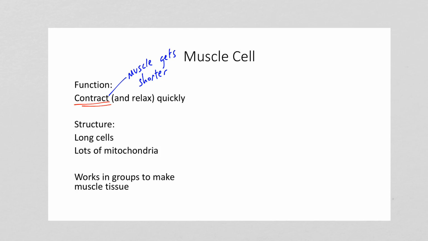Your tricep muscle does the opposite. When that contracts, it pulls the other side of the arm, so pulls it down. But all your muscles do is contract, they shorten, and then they relax. They go back to their normal shape. Don't say that muscles pull or push. Don't say that muscles get longer. All muscles do is contract and then relax. So let's draw a picture of what some of these muscle cells might look like.